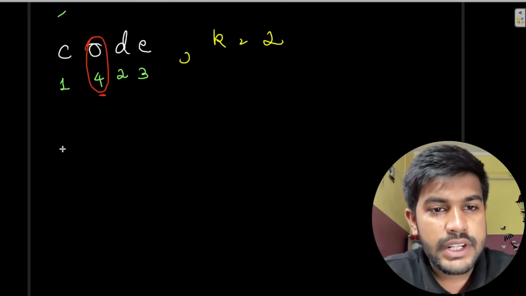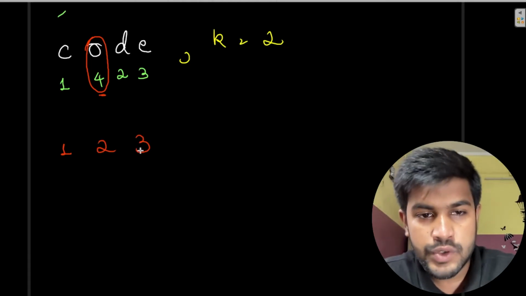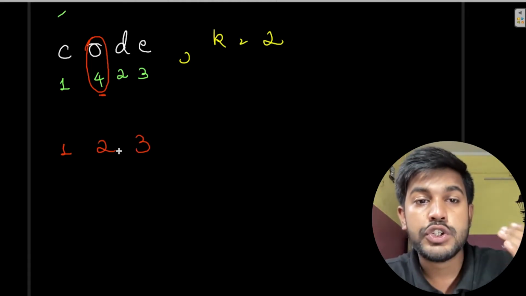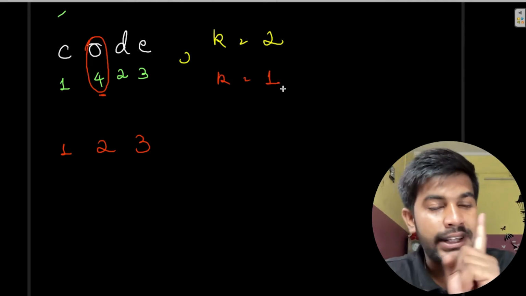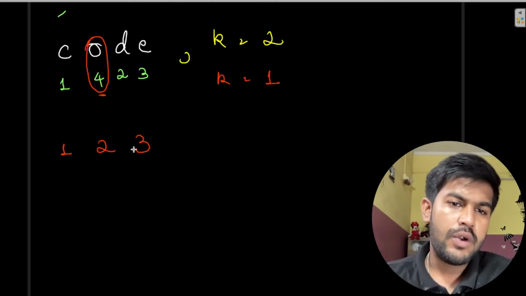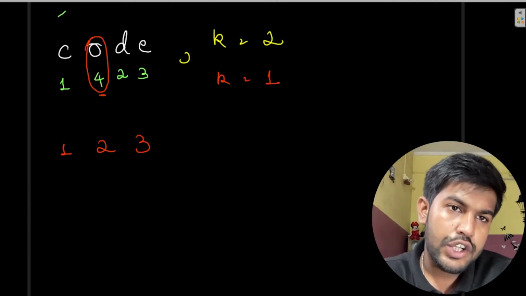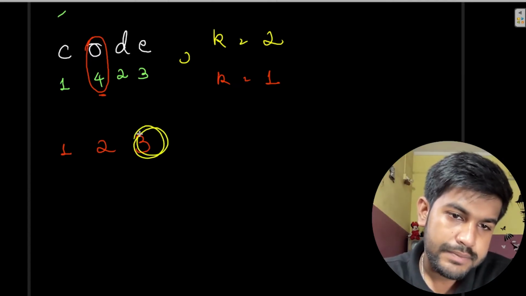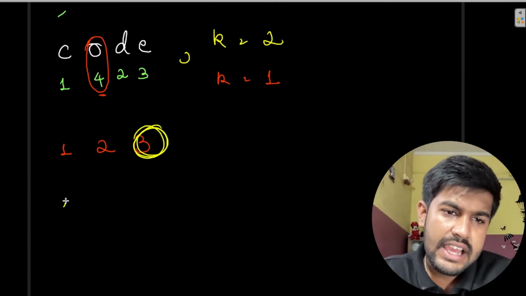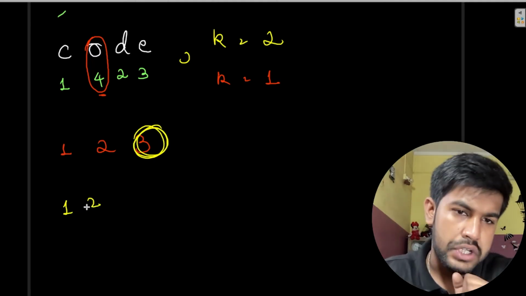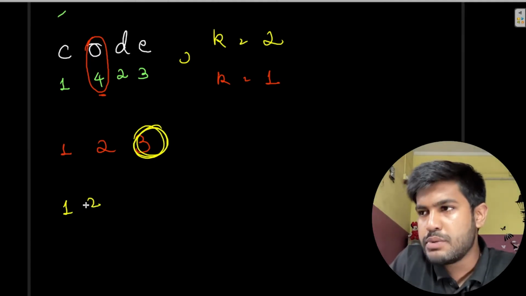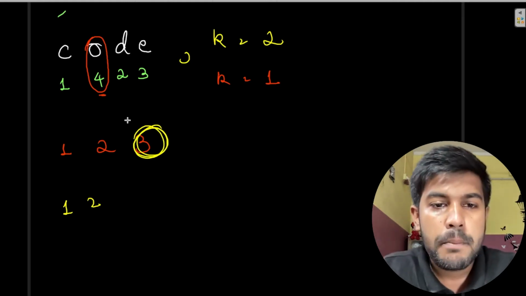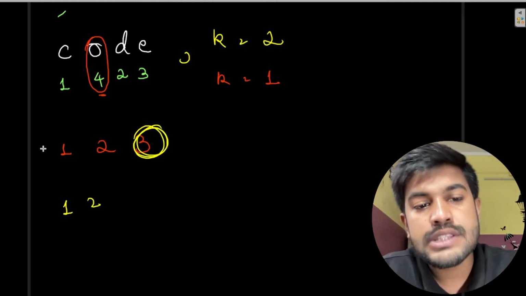Okay. After this we have 1, 2 and 3. Now which one should we remove? Now k is equal to 1 because one character is already removed. So we can simply say that we need to remove this one. We can see that it is a kind of increasing order, we have 1, 2, 3. At the end k was 1, so we just remove the last one, because 1, 2 is better than 1, 2, 3.